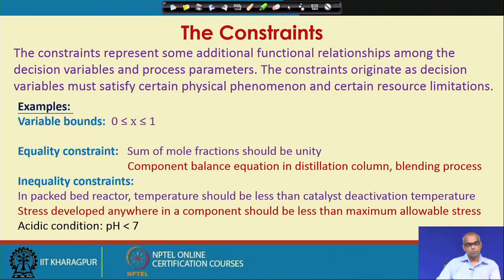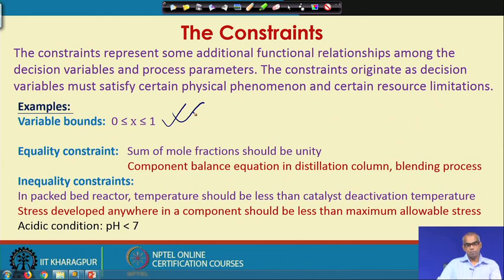Variable bounds. The variable bounds is represented as, if x is a decision variable, let us say x varies from 0 to 1, or x varies from 2 to 5. Let us say the diameter of a can that I am going to design will be lying between 3 centimeter to 10 centimeter. So, we will write x is greater or equal to 3, less or equal to 10.